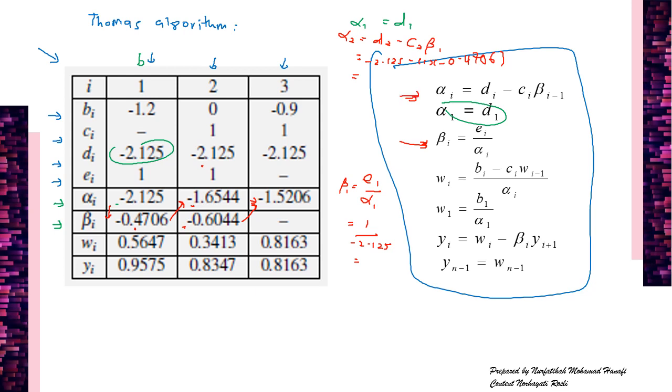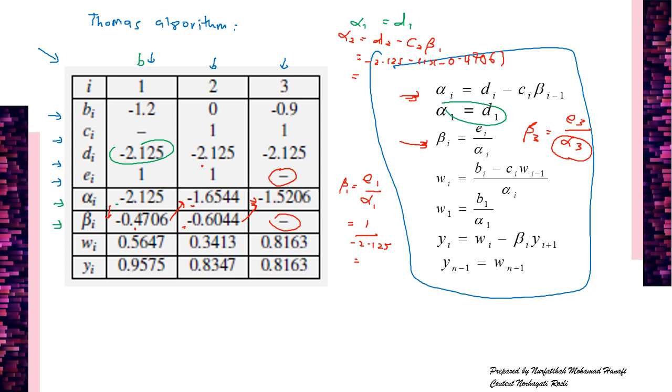Why don't we have any value for beta 3? Let's check. Beta 3 is equal to E3 over alpha 3. We have a value for alpha 3, but for E3 we don't have any value. That's why beta 3 has no value here.